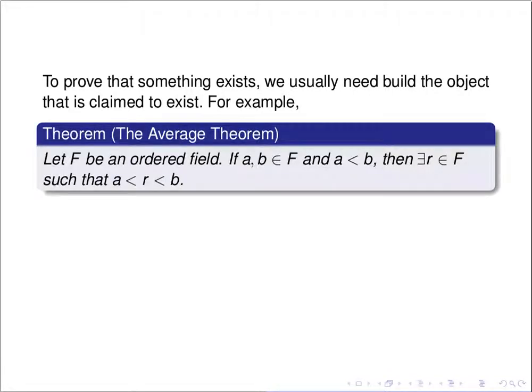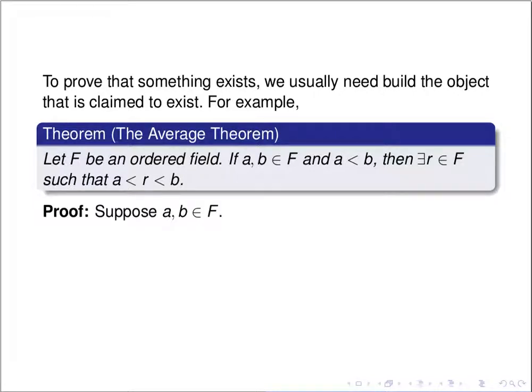So for example, here's an easy theorem: if you have an ordered field F and A and B are elements of that field with A less than B, then there exists an R in the field between them, so that A is less than R is less than B. So notice that this is a statement that's claiming something exists. In this proof, as is often the case, to show that something exists, you need to build it and show it has the appropriate properties.